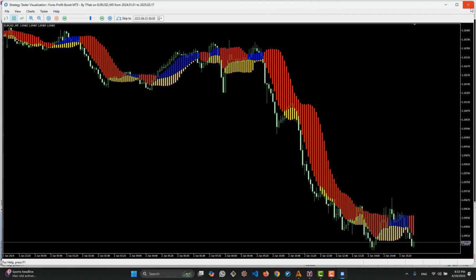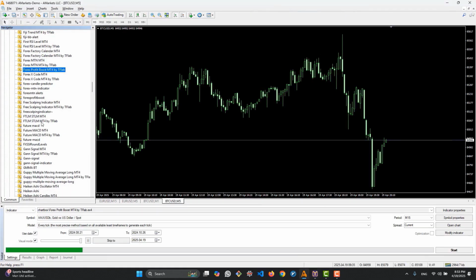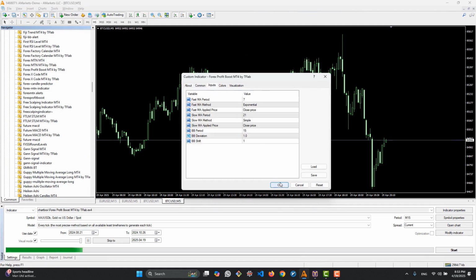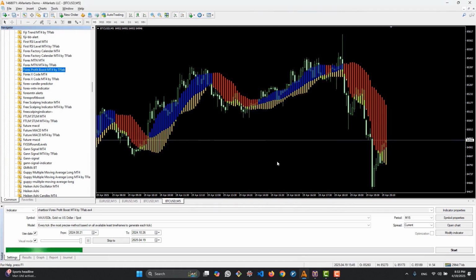You can also use the MT4 version of this indicator on the MetaTrader4 platform. Let's watch a live test of this indicator together on the MetaTrader4 platform.